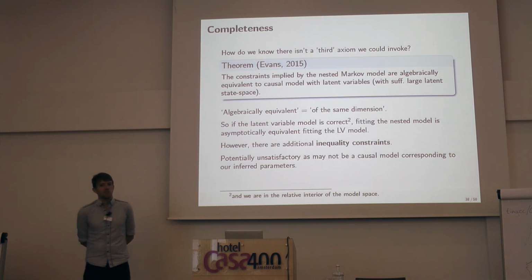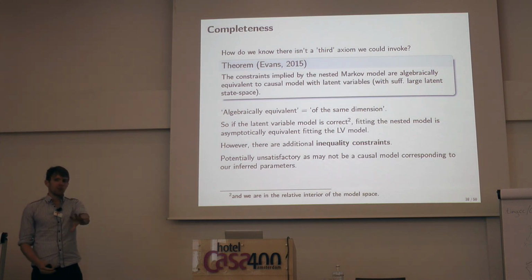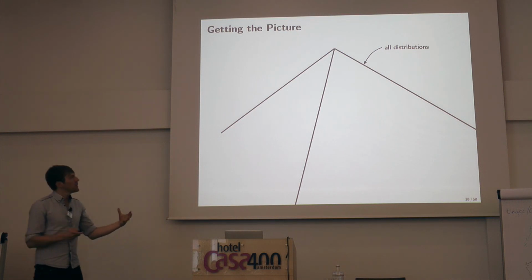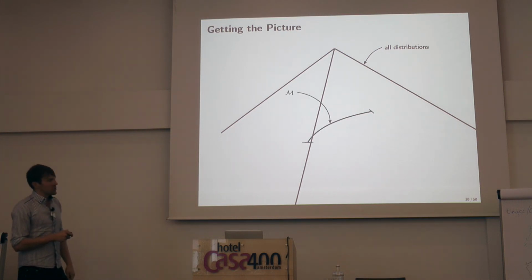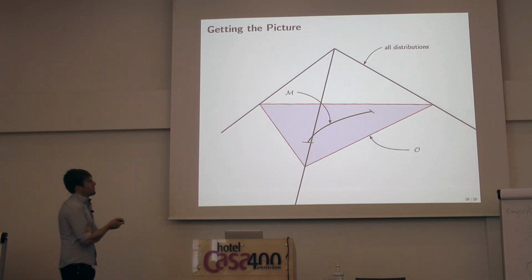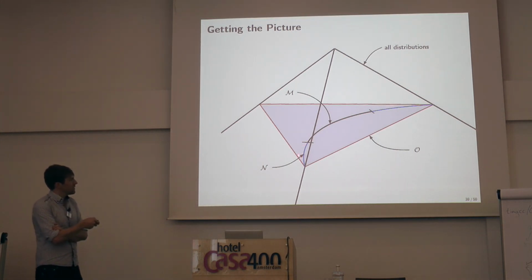So this is potentially unsatisfactory, because you might come up with an MLE which is in the nested model that doesn't actually correspond to any causal model that actually exists. So here's a picture of this. Imagine that this is the space of all probability distributions, and this is the space of distributions which can be generated by the causal latent variable model over just the observed variables. And that's our target of interest. So don't worry too much about this O, but the nested model looks like this. It's of the same dimension, and it contains the model we care about, but in general may be larger than it. So you might end up with an estimate down here.